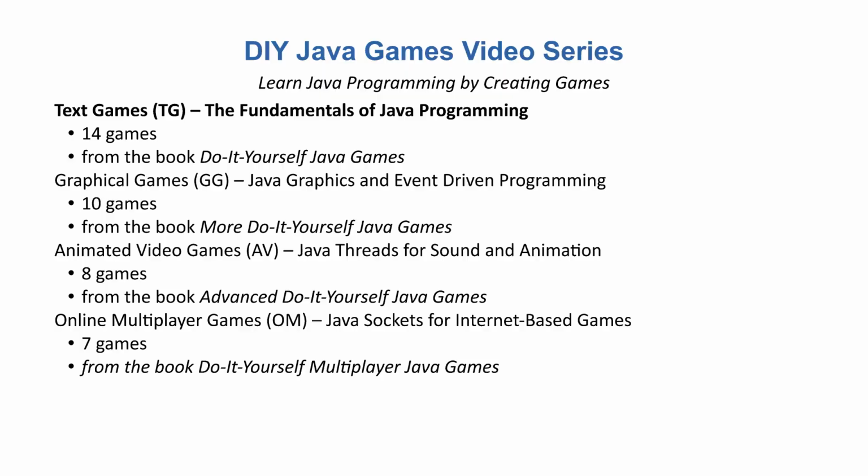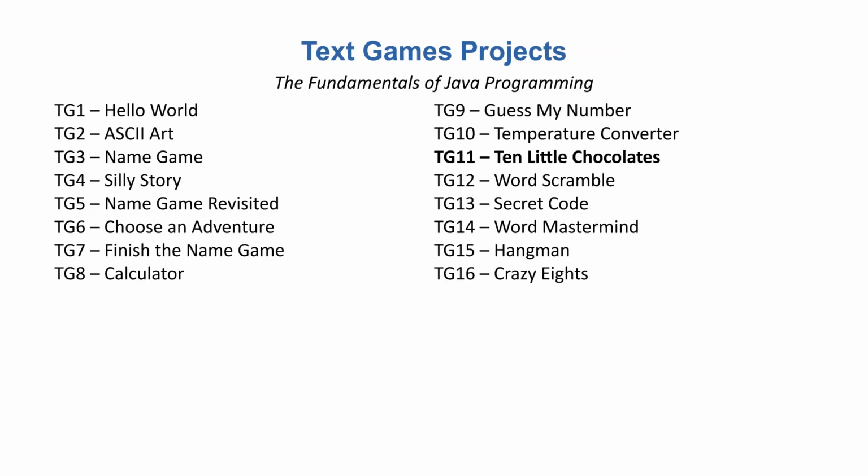Hi, I'm Annette Gottland. I'm the author of the Do-It-Yourself Java Games books. I teach Java programming through creating games. Welcome to the video version of my books. We're currently in the Text Games video series, TG, the first of 4 types of games series. The focus of this series is to cover the fundamentals of Java programming. No previous programming experience is required. You'll learn how, when, and why Java programs are written the way they are. This series has 16 projects. We're currently working on the 11th project, TG11, 10 Little Chocolates.